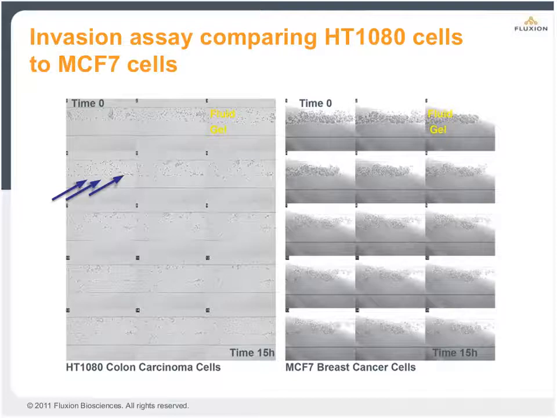So starting around 4 hours, where you see the purple arrows, you can see that the HT1080 cells are beginning to invade the matrix. And they invade the matrix vigorously over time. And if you look at the MCF7 cells and you look at the gel portion of the channel, you can never see any invasion. Other similar experiments can be performed in the BioFlux to characterize the invasiveness of other different cell lines and the temporal response to inhibitors or even the response to unknown compounds.